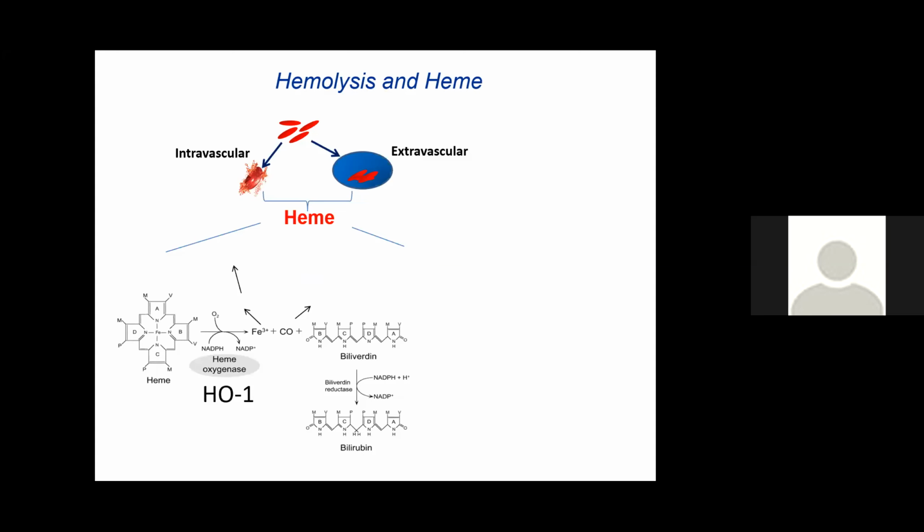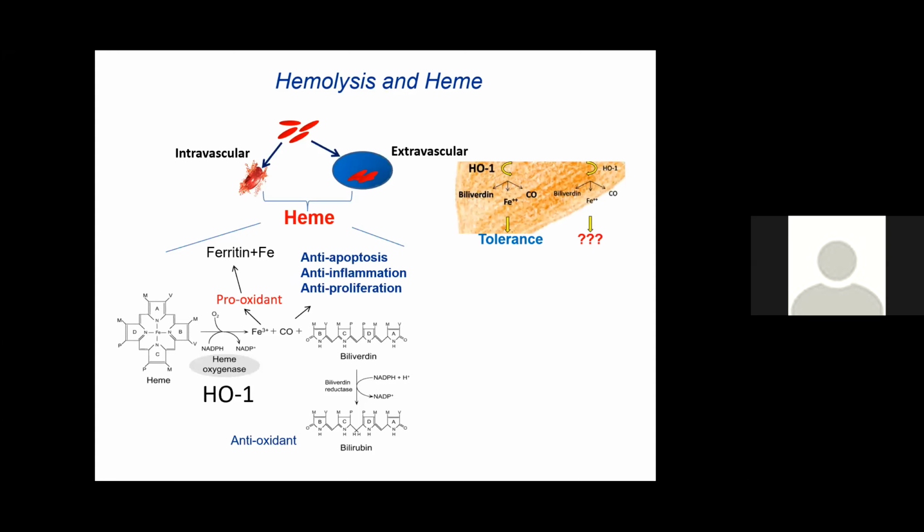So what does this HO1, this heme oxygenase 1, do? Well, interestingly, it not only detoxifies the heme, but the breakdown products, basically carbon monoxide and bilirubin, have antioxidant, anti-proliferative, anti-inflammatory properties that they confer onto the cell that they're produced in. And there has been this idea that HO1 could be tolerogenic.